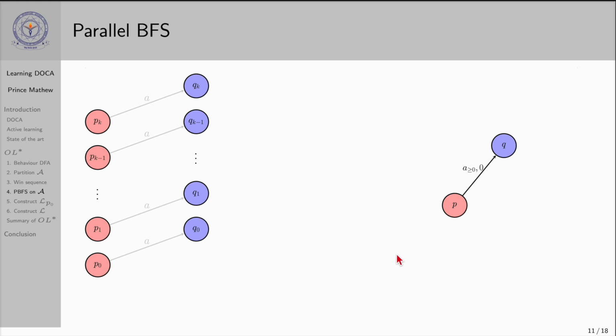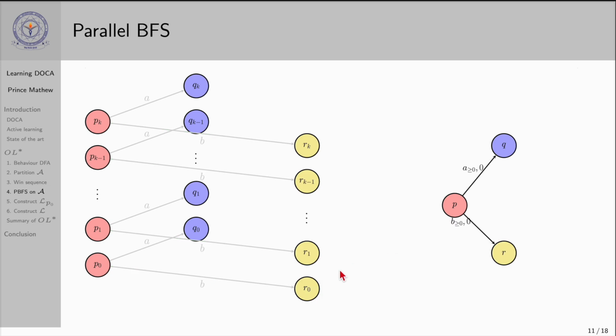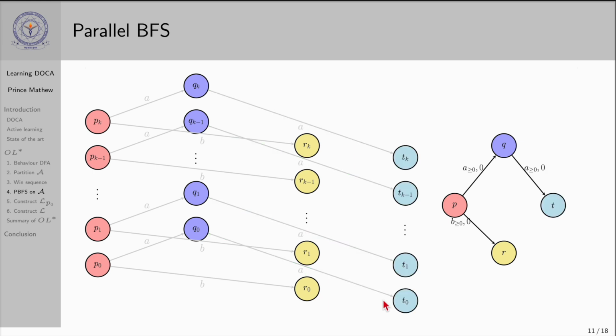Now let's say you read a B from P0 to Pk and you reach another sequence, let's say R0 to Rk. Then you would have a transition from P to R on a B when the counter value is greater than or equal to 0 with counter action 0. So now you will read an A from Q0 to Qk. Let's say you reach another sequence T0 to Tk. So in the partial OCA you would have a transition from Q to T on A, counter greater than or equal to 0, with counter action 0.